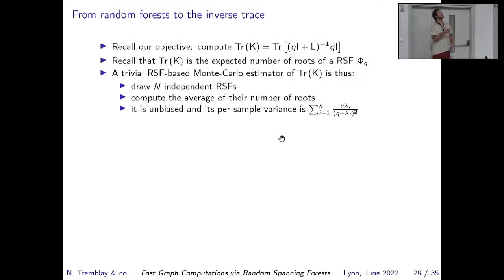So our objective is to compute this trace. I recall that the trace of K is the expected number of roots of the RSF. So I have almost for free, once I have written those equations here, a trivial RSF-based Monte Carlo estimator. This is the algorithm: you draw big N independent random spanning forests, and you compute the average of the number of roots, and you're done. It is unbiased by this property here. And you can actually have access to its per sample variance just because it's a DPP. So you have all this information.